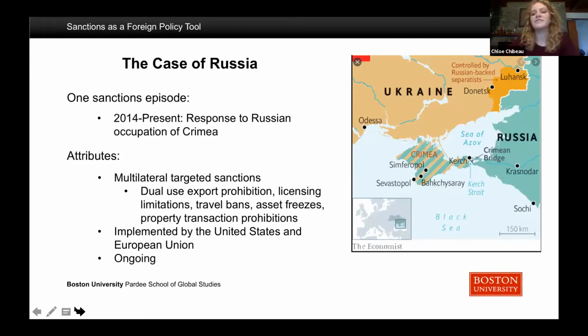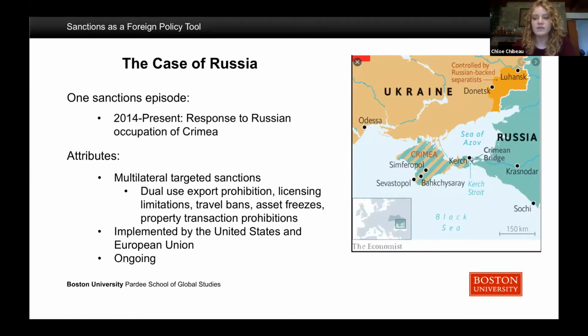So then for the case of Russia, the sanctions episode I studied was implemented in response to Putin's occupation of Crimea in 2014. You can see in the map, Crimea is a peninsula in the Black Sea, a region of strategic importance for Russia, as well as a region with strong historical ties with Russia. These sanctions are multilateral, but not implemented by the United Nations, because Russia is a permanent member of the United Nations Security Council, which gives it veto power over any resolution.